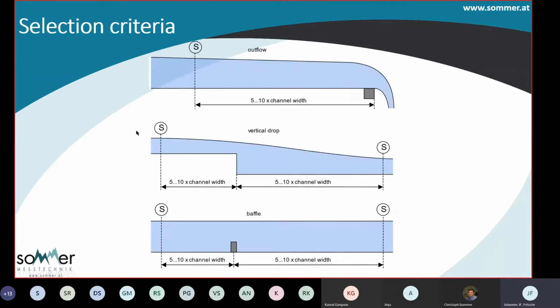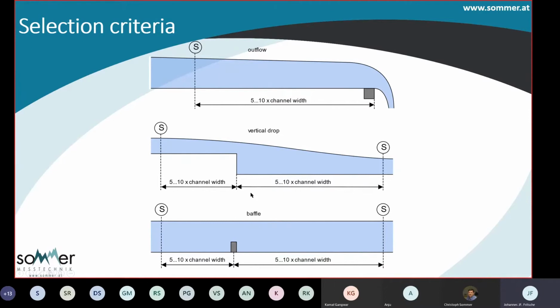Then when it comes to any obstacles within the river, for example, if you have a river with an outflow, a little waterfall at the edge, you should not place your instrument close to the outflow. But again, you go 5 to 10 times the channel width up the river and place your instrument upstream so that you don't have the influence of the outflowing water, where the water speeds up very much.